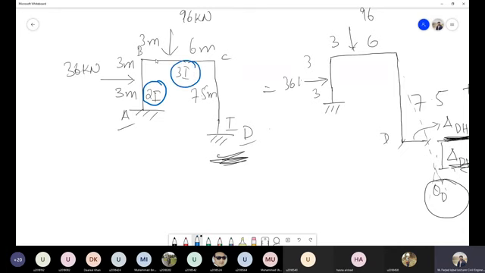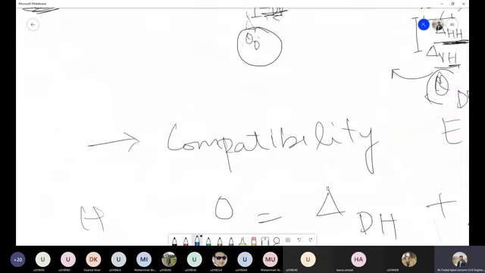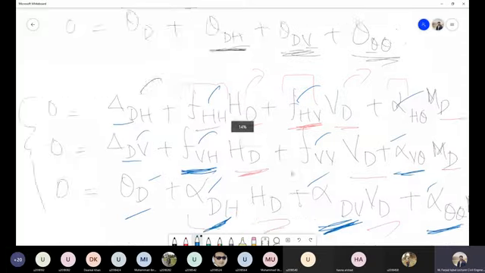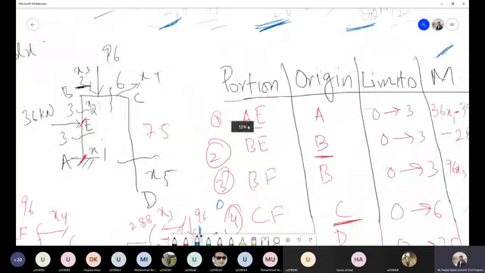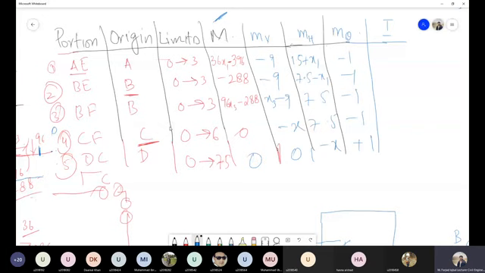For member BC, it is 3I, and for member CD, it was I. So we have to consider this one also when we are solving the integrals. So if I write the moment of inertia for each section, that would be for AE, it is 2I, and this BE is also part of the first member, so it will also be 2I. For BF and CF, the moment of inertia is 3I, and for DC it is again I.